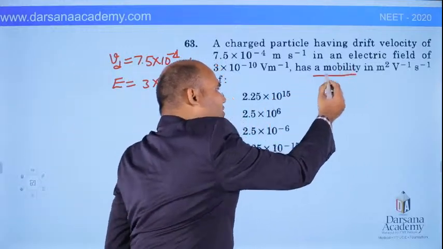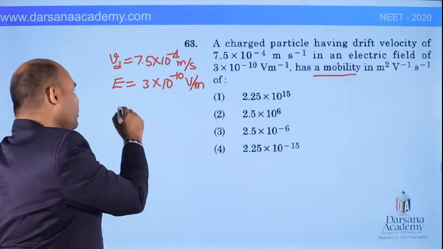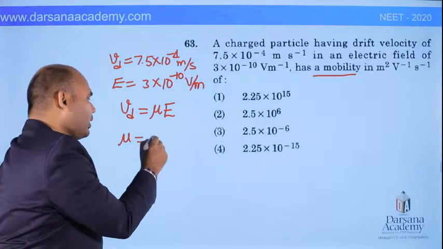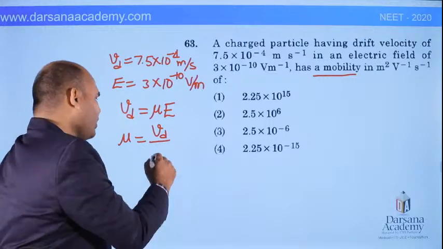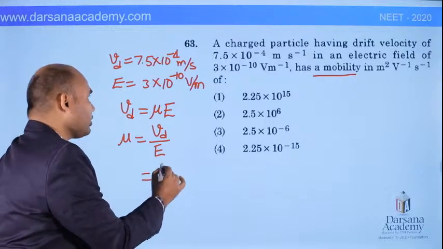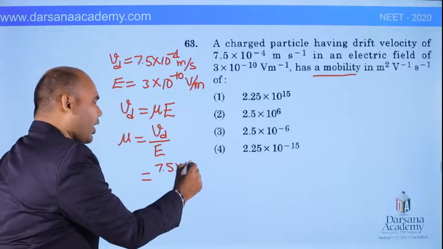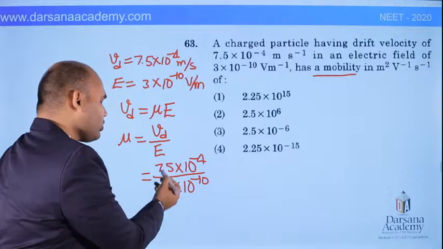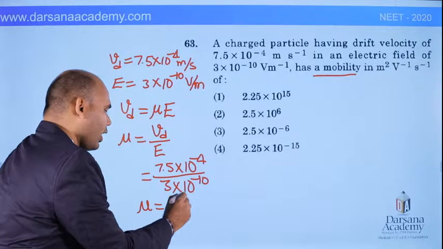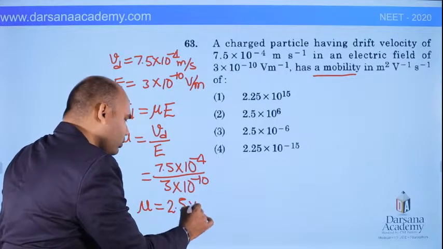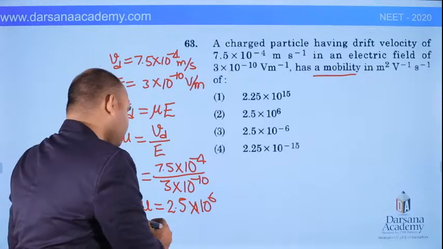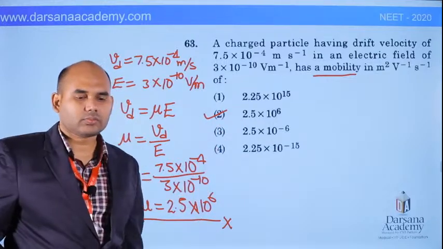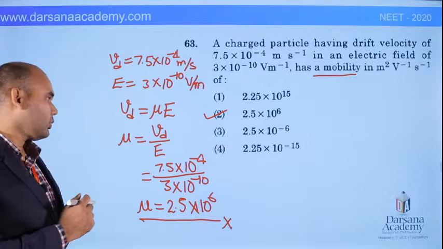This is a question from modern physics, a simple problem. You know that drift velocity is mobility mu into electric field. So from here mu will be Vd, the drift velocity, divided by E. That is 7.5 into 10 to the power minus 4 divided by 3 into 10 to the power minus 10. So the mobility will be 2.5 into 10 to the power 6, which means the second option is correct. Clear? Very simple problem. So let's move to the next.